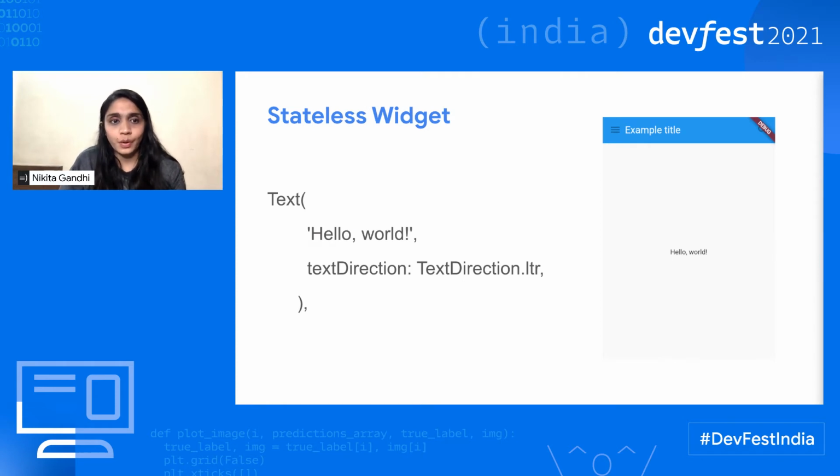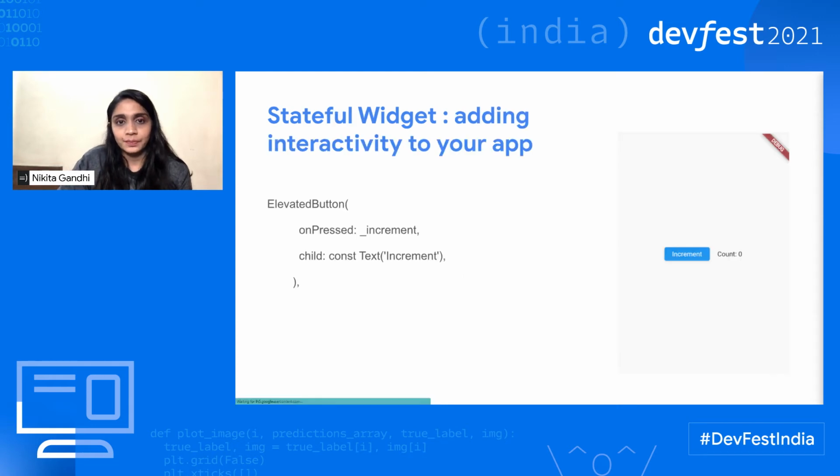Telling you more about widgets, there are a lot of widgets available, but the two main types are stateless widgets and stateful widgets. Stateless widgets are the ones in which the state of the application does not change with user interaction. Imagine a text that comes to you on the screen, and even if you click on that, nothing changes on the screen. Then it's a stateless widget.